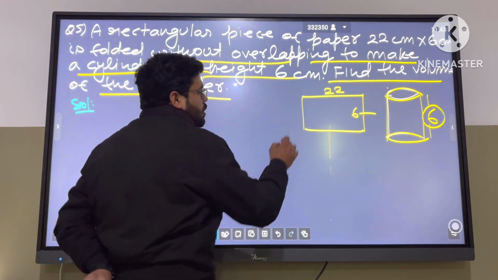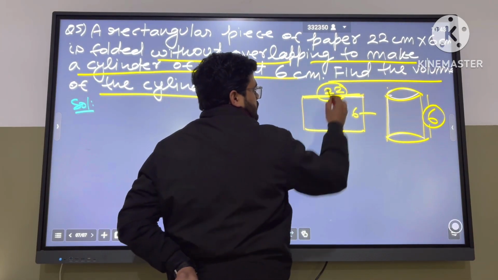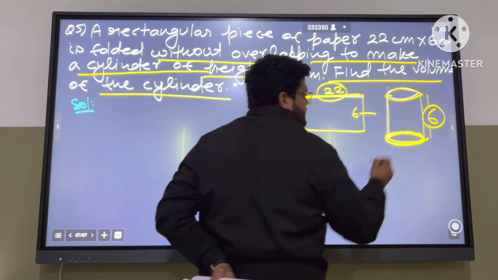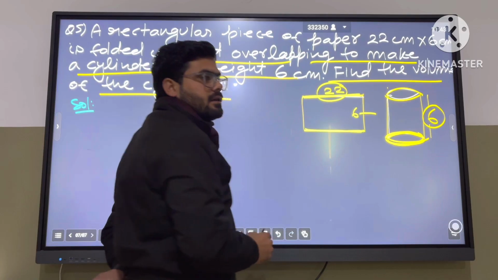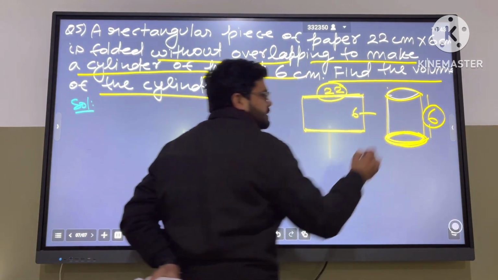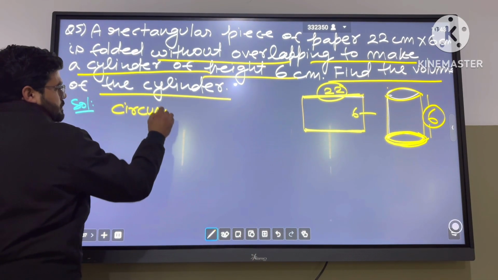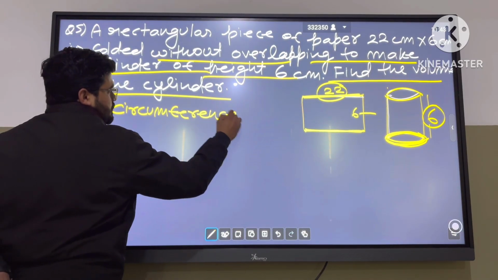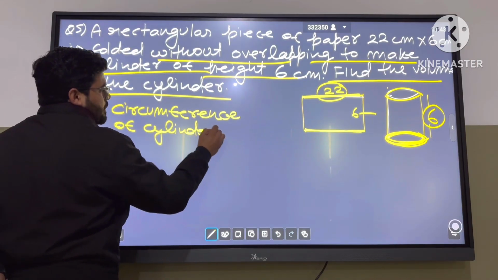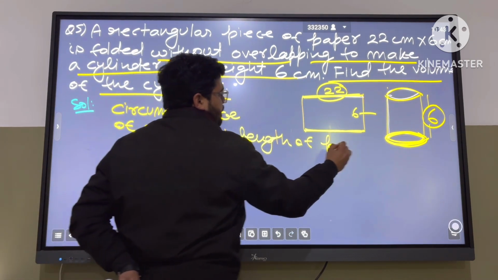So dear students, what was the length of this paper? 22. So when you fold it like this, this circumference is equal to the length of this paper. Okay, the length of this paper is equal to the circumference of the cylinder. Circumference of the cylinder is equal to the length of the paper.